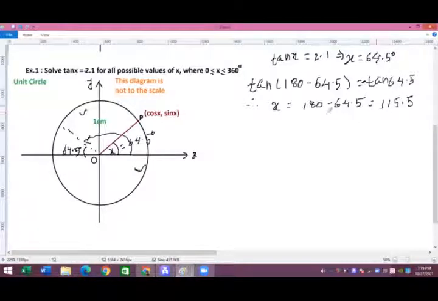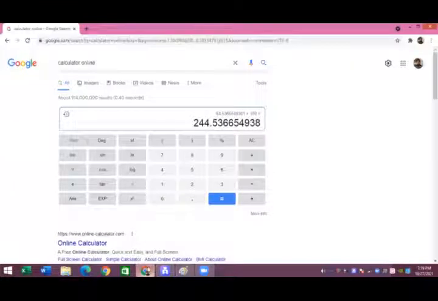115.5. If you like, you can also check whether or not tan 115.5 degrees equals minus 2.1, not plus 2.1. You have to check for the negative value of tan x. So let's go back to the calculator, press tan, and then 115.5 degrees. The calculator is in degree mode, so make sure of that. And then it is minus 2.096, which is nearly equal to minus 2.1.